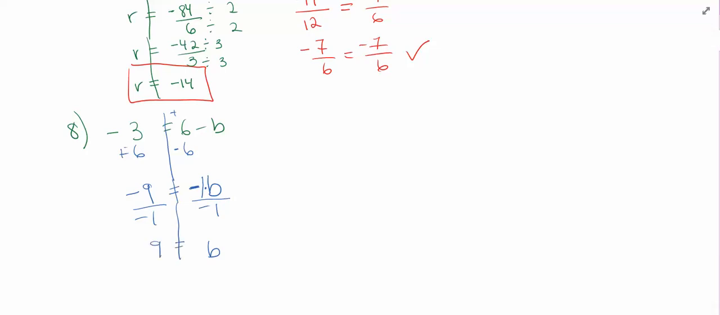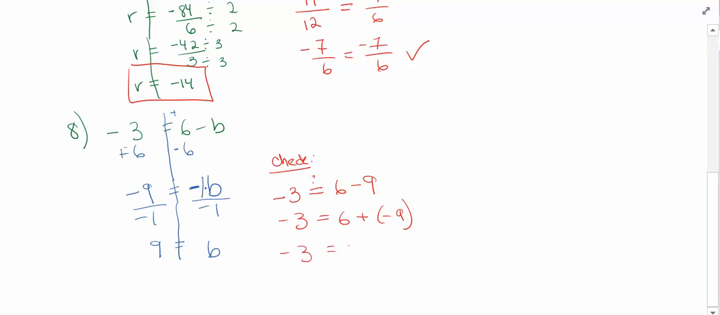Let's check to make sure that this is correct. Negative 3, and we're wondering, does that equal 6 minus 9? Okay, we know that when we subtract, it's the same thing as adding the opposite. 6 plus negative 9 is indeed negative 3. So we are good to go. Be careful. That's going to show up. Number 8 is similar to number 10. So if you have any questions, feel free to ask me.